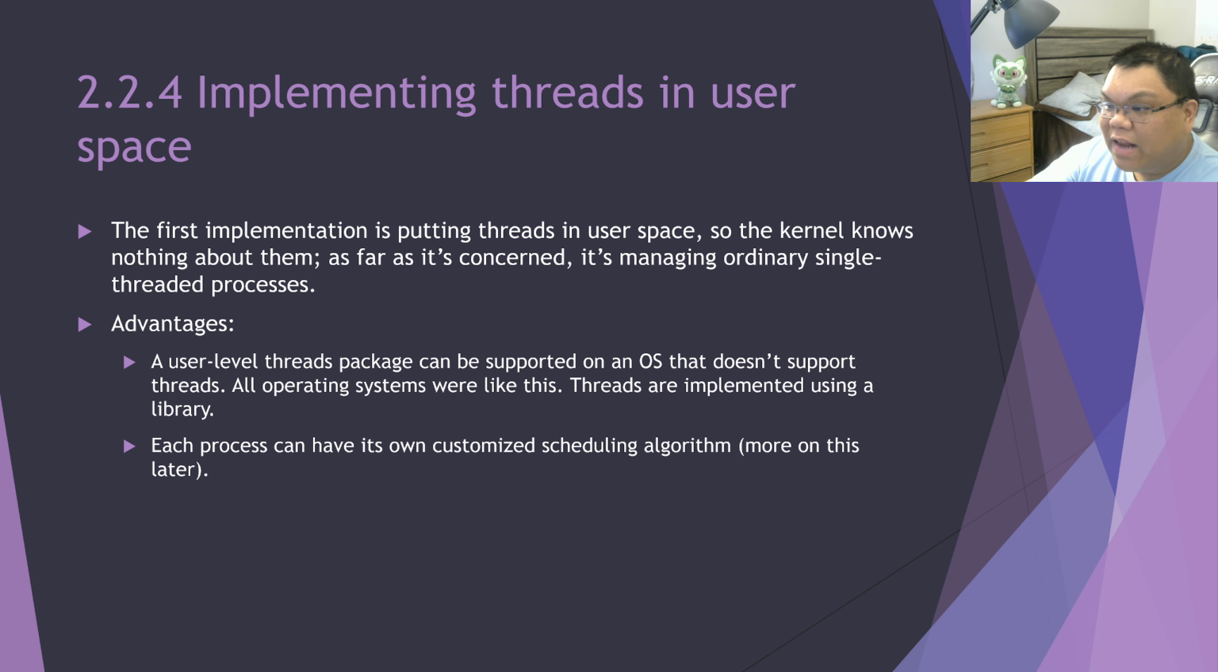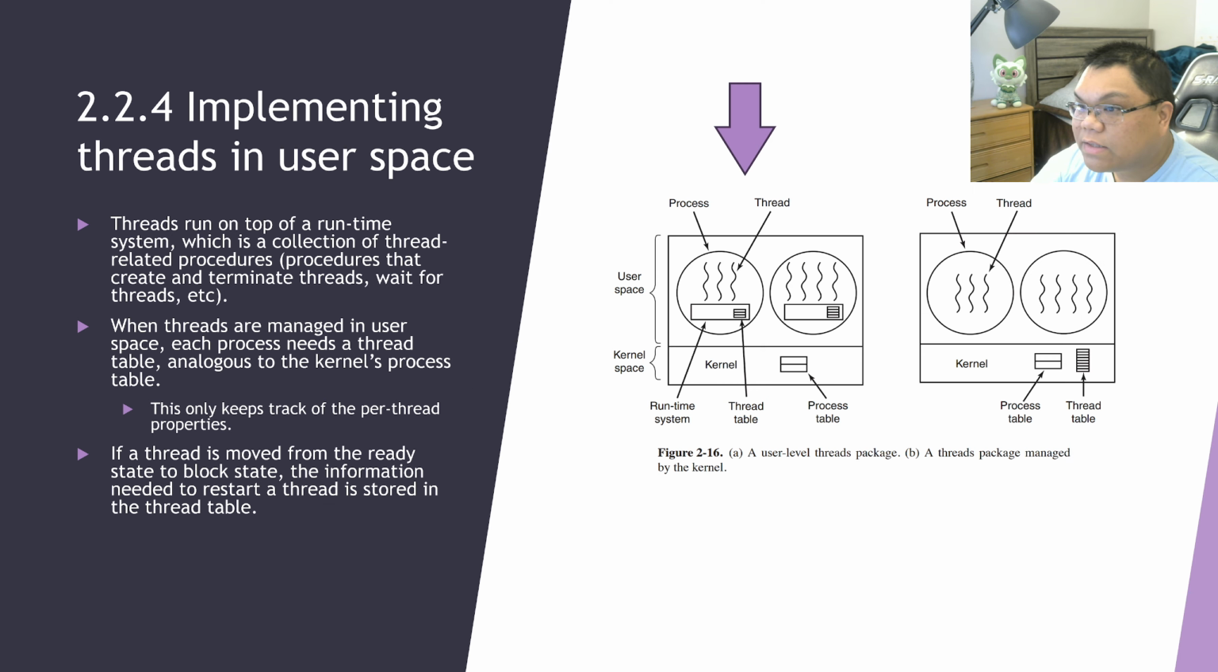And each process can have its own customized scheduling algorithm. More on that later. So threads are run on top of a runtime system, which is a collection of thread-related procedures. These are the functions that we would call to create and terminate threads, wait for threads, and so on. When threads are managed in user space, each process needs a thread table.